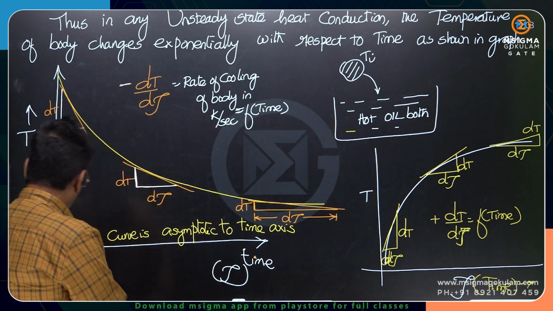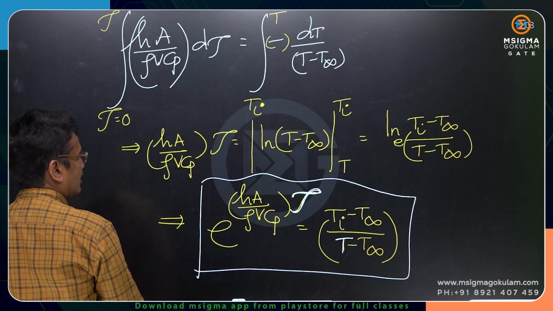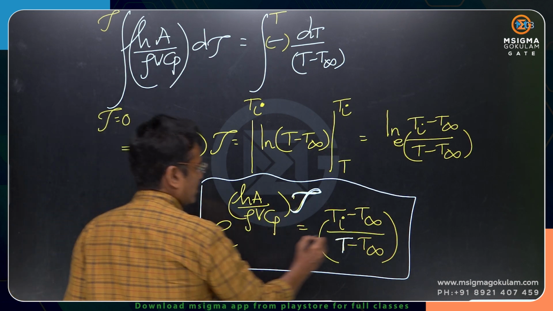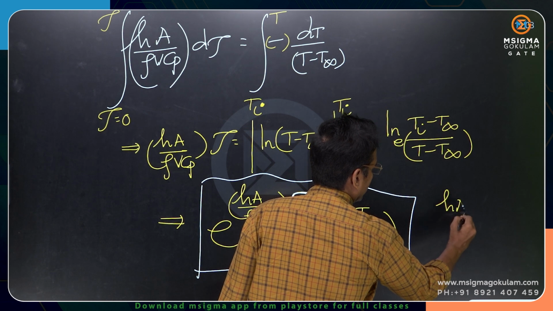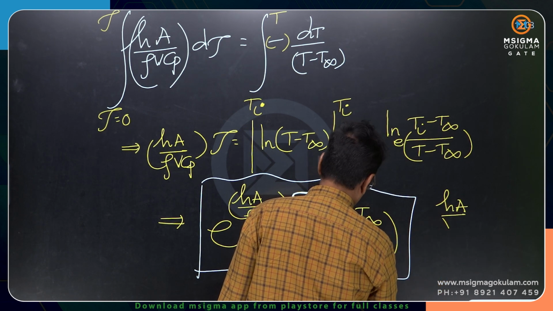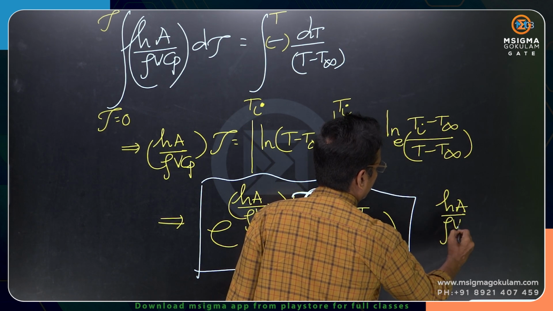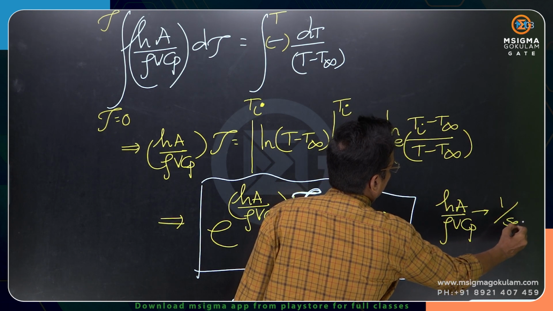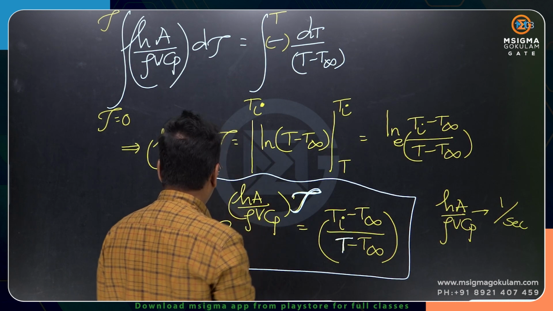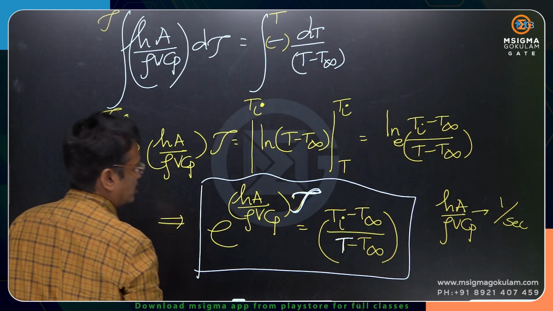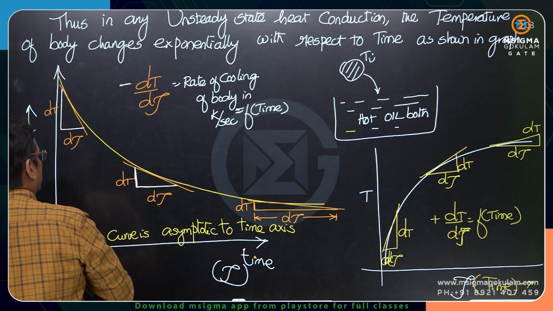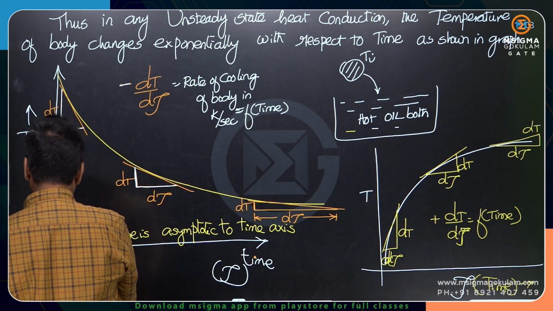So, that is another thing. One more thing we may notice here is, this has got the units of second. Therefore, hA by rho V Cp should have the units of per second. Is it not? If you reverse it, rho V Cp by hA should have the units of second. Therefore, that term is called the time constant of the body.